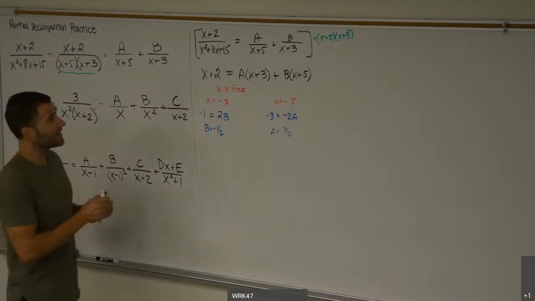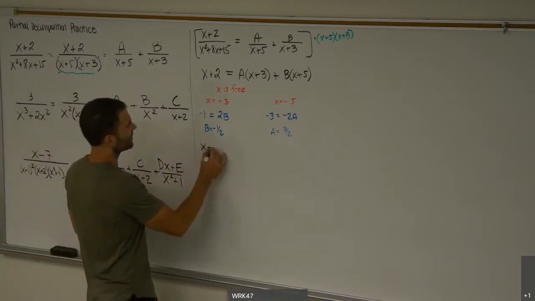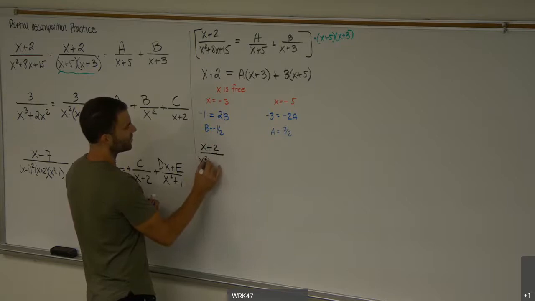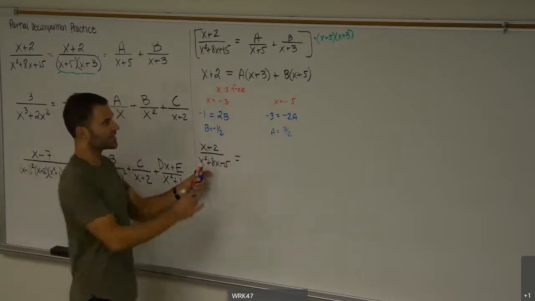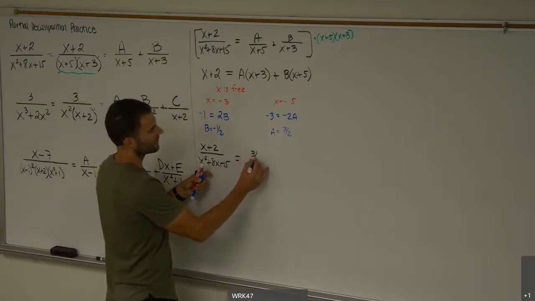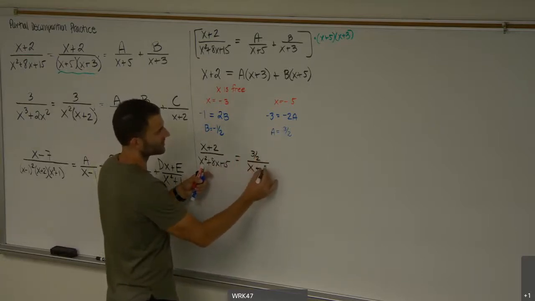And so what does that mean? That means that my decomposition is done. We found those unknown numerators, and now I know that this rational function can be split up into this sum of smaller pieces.